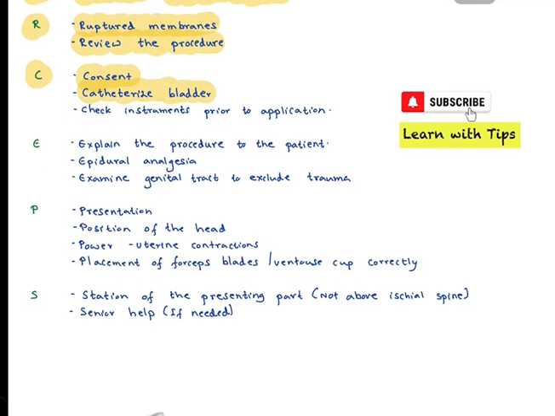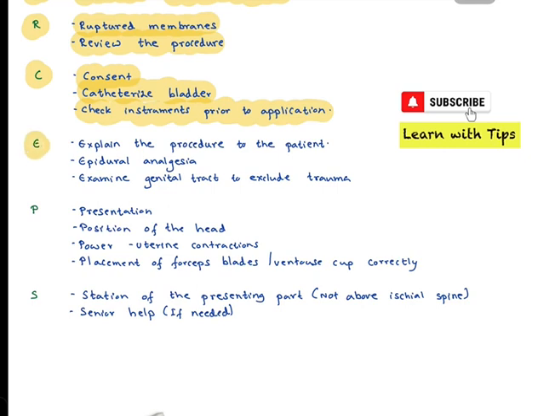The next one is check instruments prior to application. Here, before applying these instruments such as kiwi cup, any forceps or any ventouse, we should check whether these instruments are working or not, because if it is not working in the middle of this procedure, we have no time, and it may give us many problems. So prior to applying this instrument, we should check whether these are working or not.